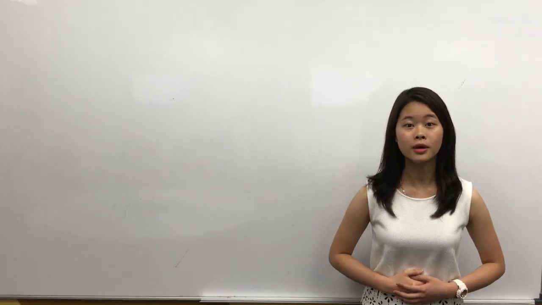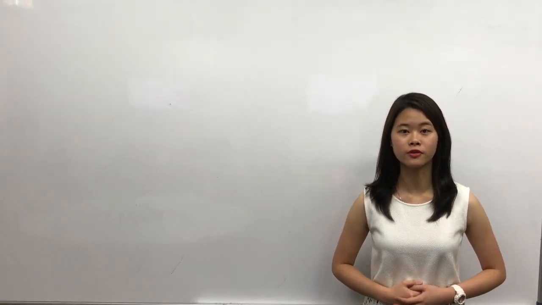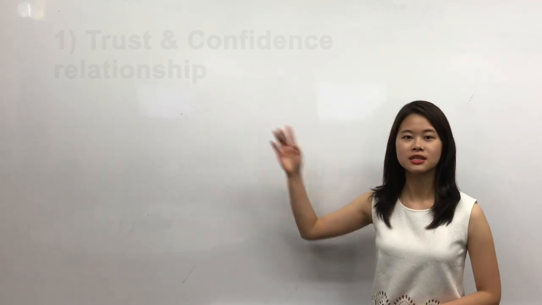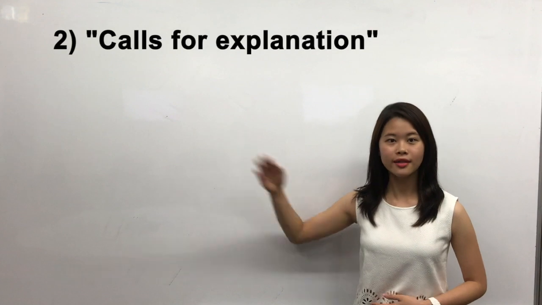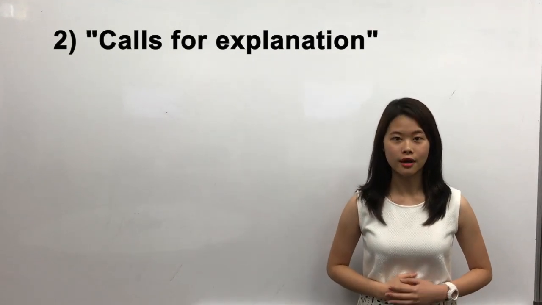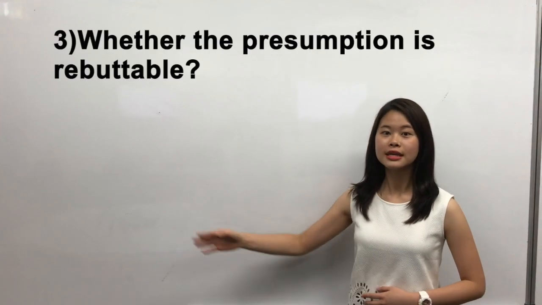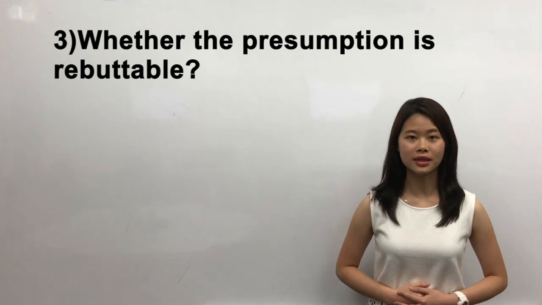Next will be the elements constituting presumed undue influence. There are three. First, proof of a trust and confidence relationship. Second, something that calls for an explanation about the transaction. Third, whether the presumption is rebuttable.